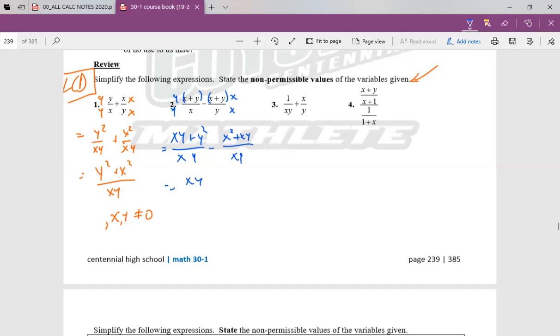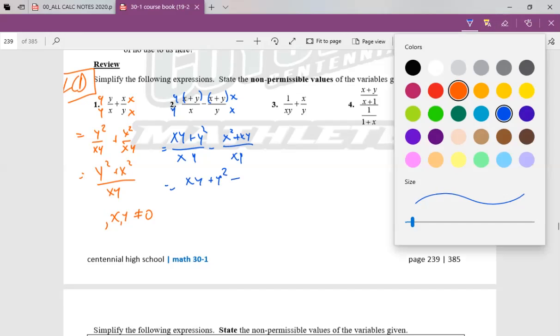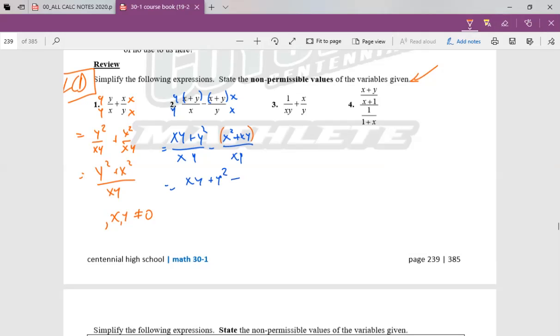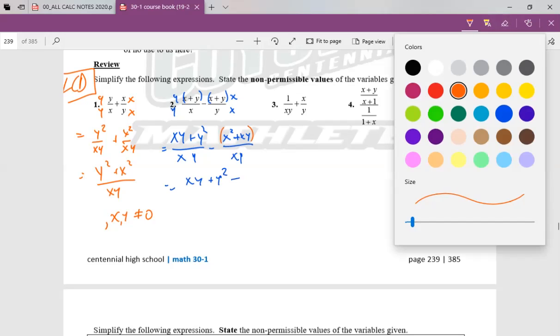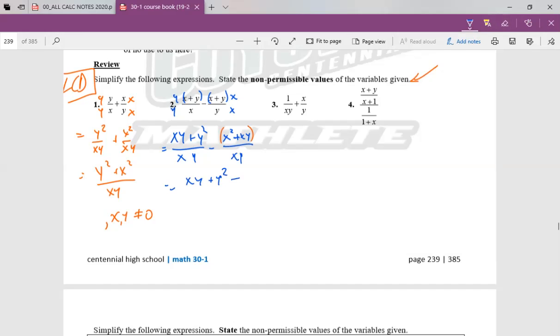xy plus y squared minus... Now here's where we are about to fall into a trap. Keep in mind, when we are subtracting this, we are subtracting that whole fraction. We are subtracting x squared and xy. So we have to distribute this subtraction, and this becomes minus x squared minus xy. So often that gets us into trouble. And this melts down really quite nicely: y squared minus x squared over xy, where x and y can't equal 0.